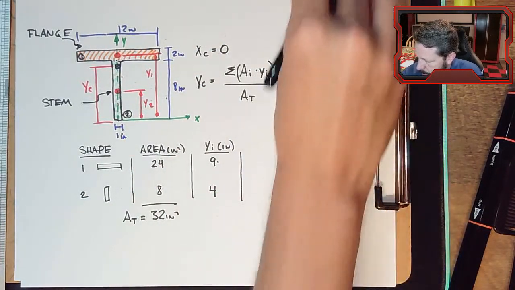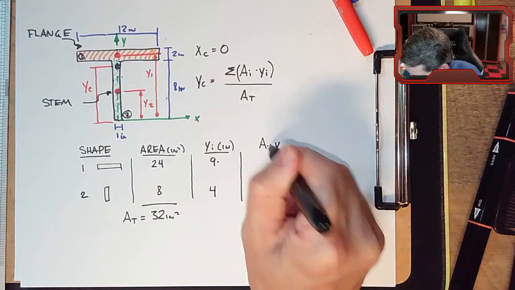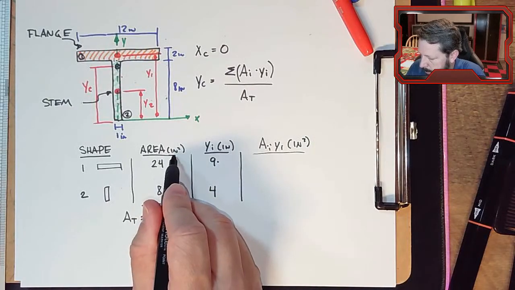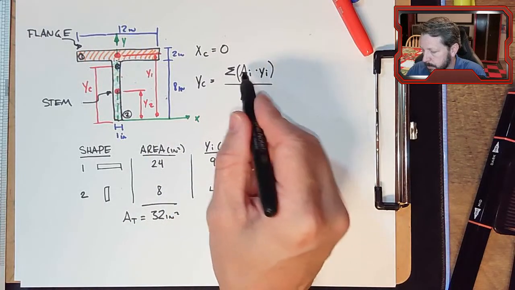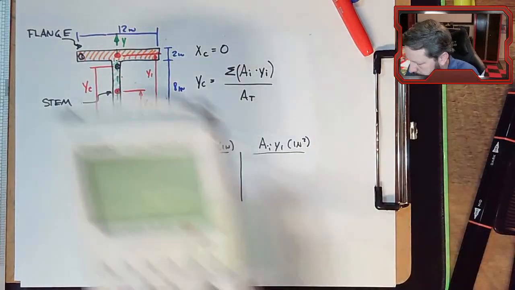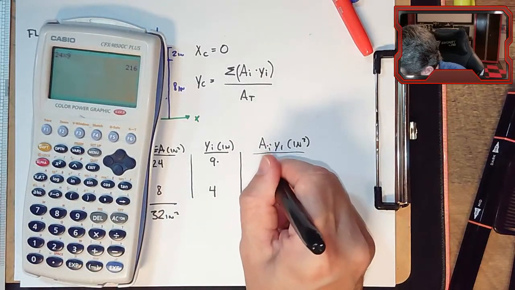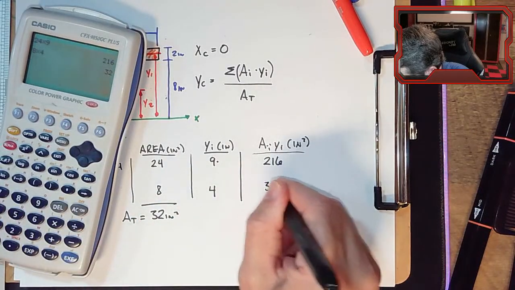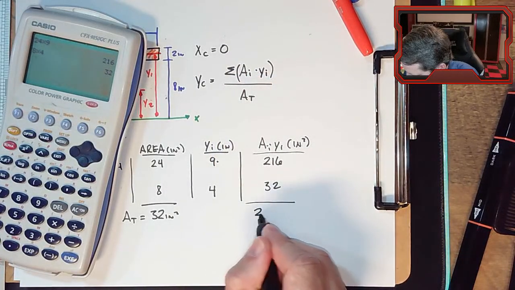Okay, now I need to create this numerator, A times Y. It'll have units of inches cubed, so it's not a volume, it just has those units because you're multiplying an area times a distance. Normally, remember, this is a moment, but it's first moment of an area here, so it doesn't actually end up with inch pounds or something. So 24 times 9 is 216. 8 times 4 is 32. I need to do the summation of A times Y. So 248.